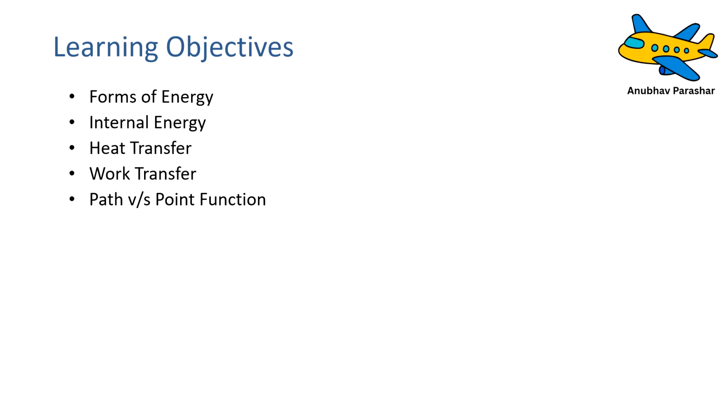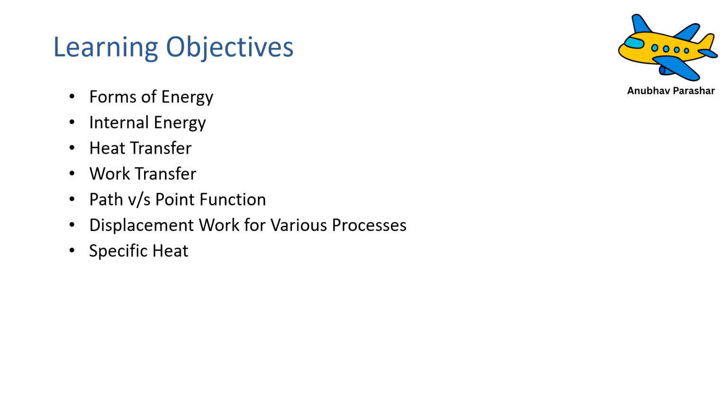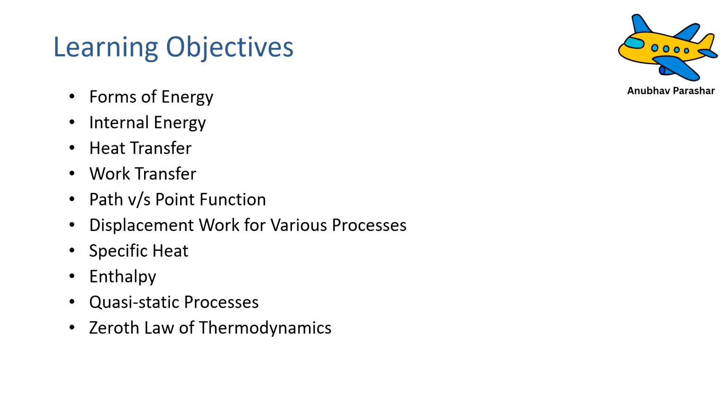So let us start with our learning objectives, what we are going to cover today. It is going to be fast. We are going to cover forms of energy. Energy is the soul of thermodynamics, right? So we have to cover the different forms of energy, like internal energy. We'll cover heat transfer, work transfer, path versus point function, displacement work for various processes. What is specific heat? What is enthalpy? What is quasi-static process? And zeroth law of thermodynamics. And finally, temperature measurement. So without wasting any time, let us start.